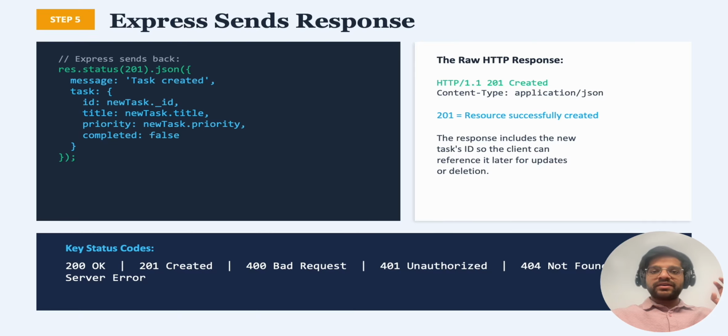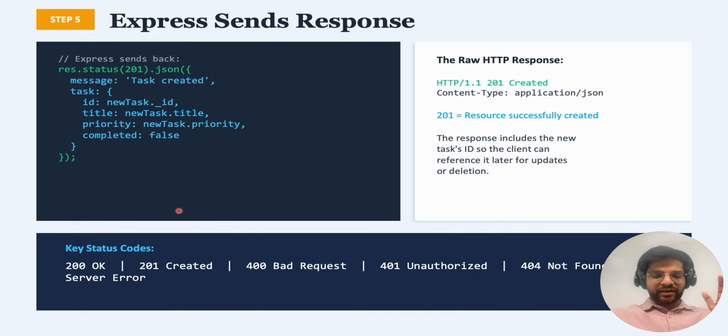Once the database confirms the save, Express prepares a response. We use the 201 response, which we can see over here, because the 201 in the HTTP status code is for created, meaning a new resource was created successfully. The response includes the new task object with its generated ID. This is important as the client needs the ID so that it can use it as a reference later for updates and deletions.